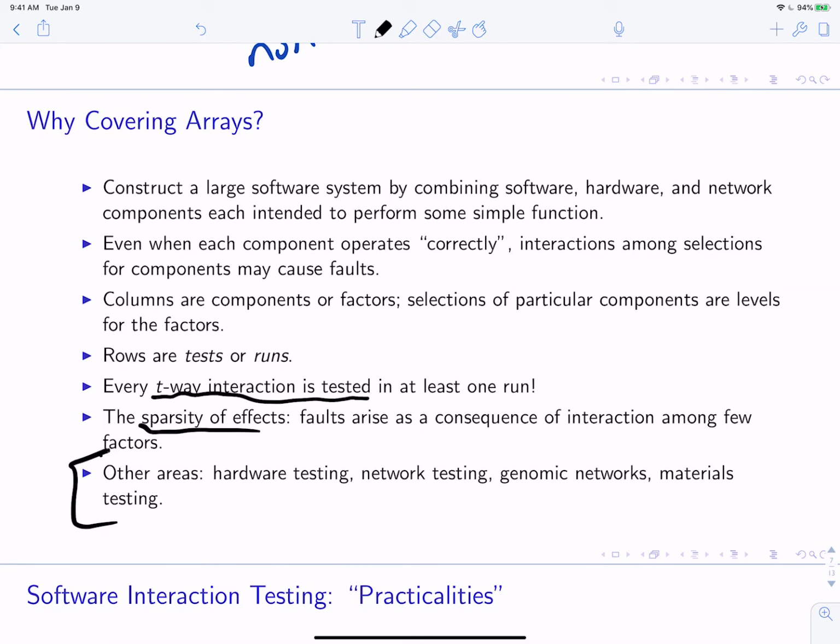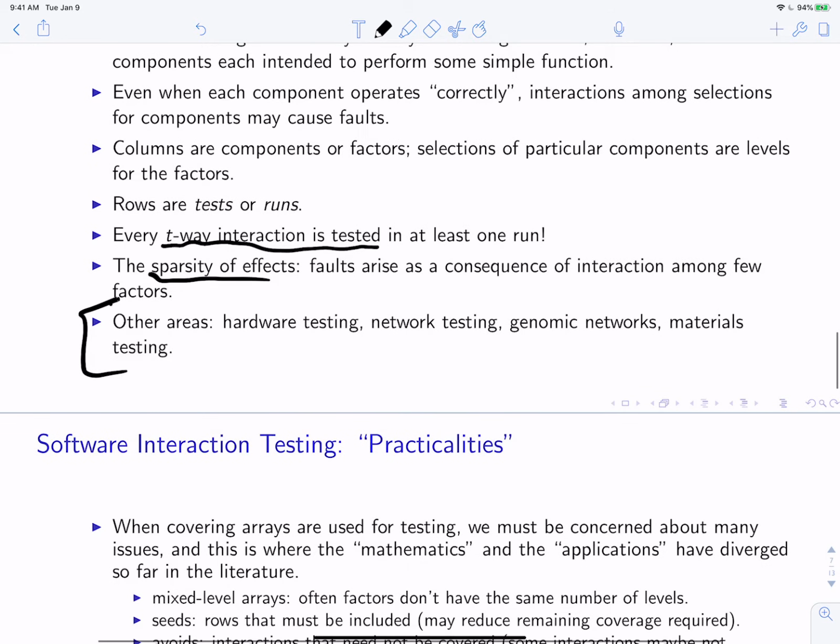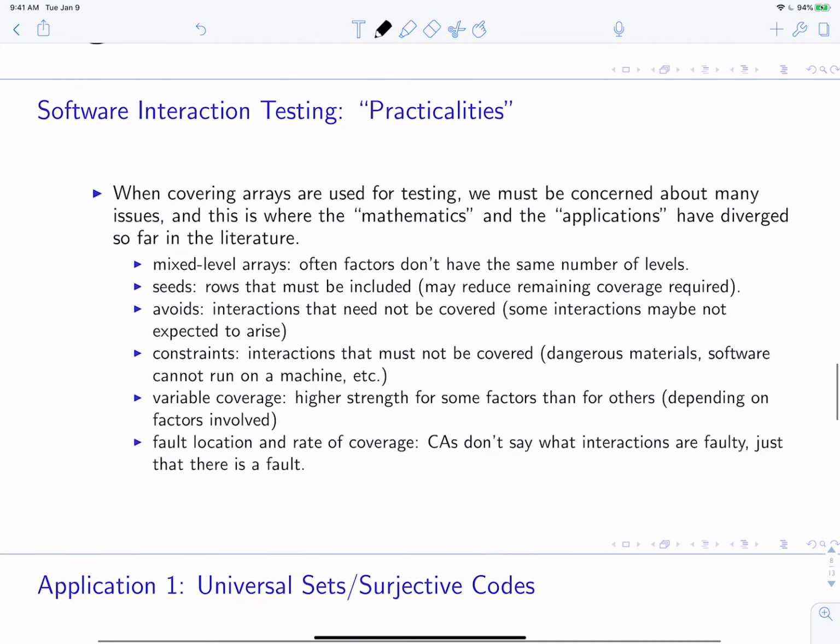So the mixed covering array we had before tested every two-way interaction, but in general, if we're working with strength T, it tests every T-way interaction. We noted the sparsity of effects that we're going to assume, which is basically the assumption that if a fault arises in a system, then it's only the result of a few components interacting at the same time. It's not some giant conspiracy among a whole bunch of components at the same time. It's only a small number. So then we ended up here.